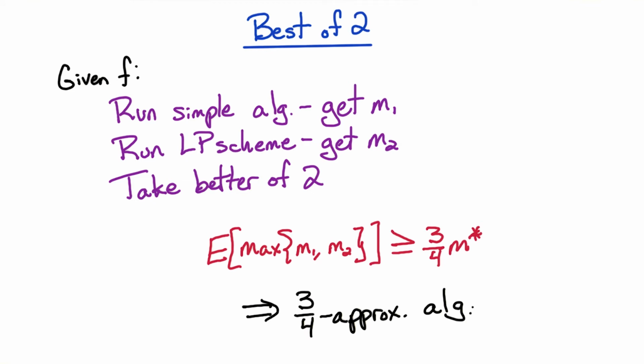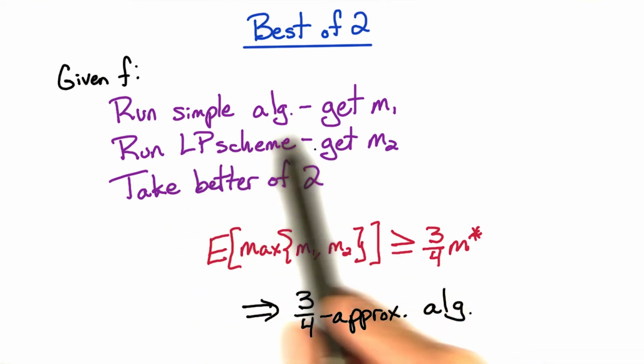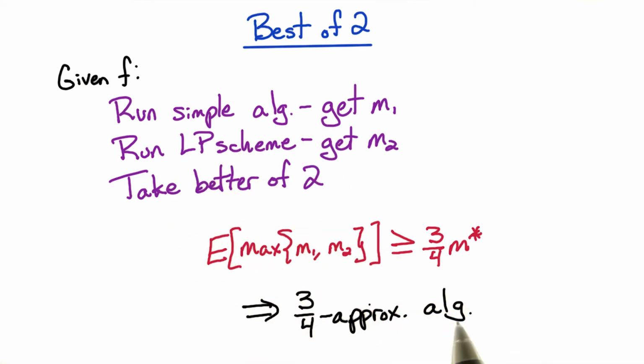But the punchline is that this algorithm, this combined algorithm, gives a 3/4 approximation algorithm for max-sat, even when the formula has clauses of some small and some big. So even with formulas with varying length clauses, we achieve a 3/4 approximation algorithm.